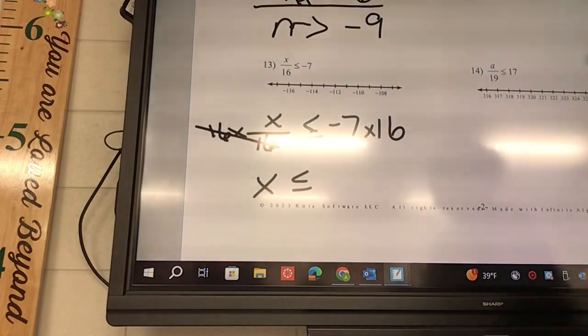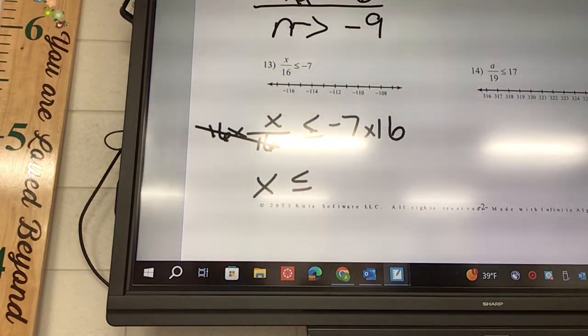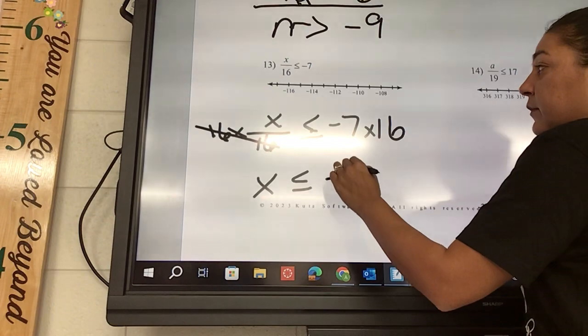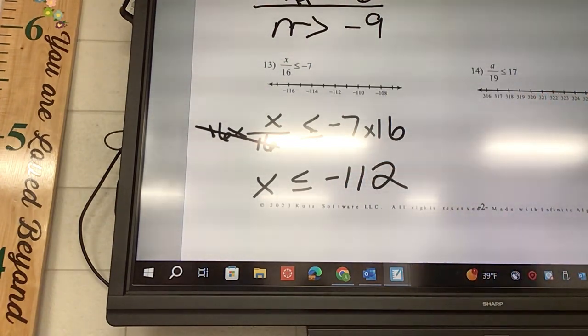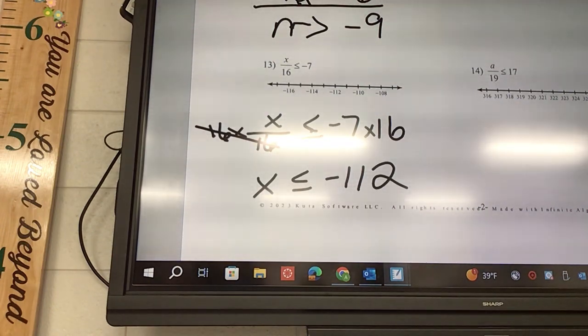What is negative 7 times 16? Negative 112. Okay, so on the negative 112, should that be open or closed? Closed.